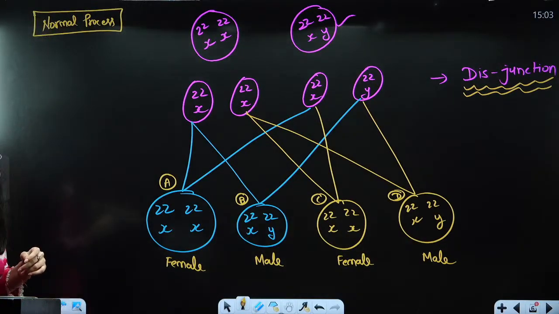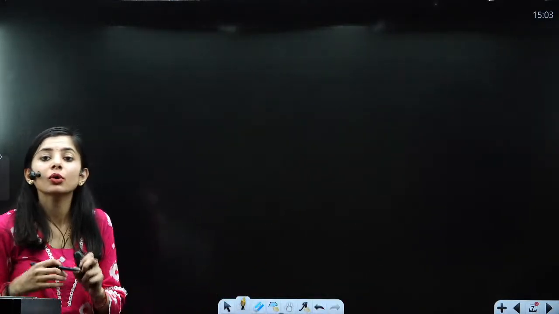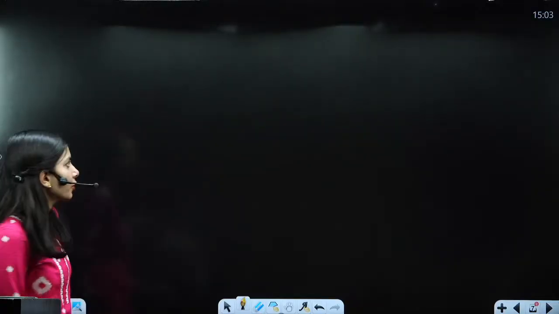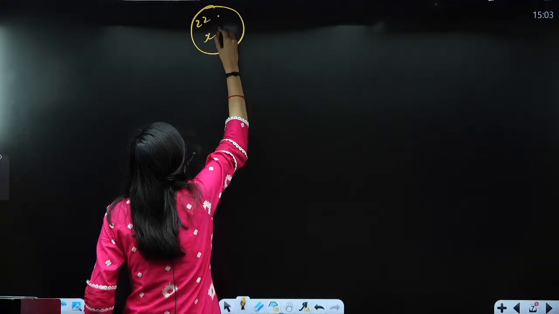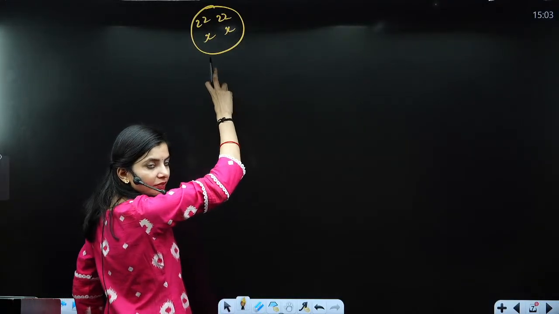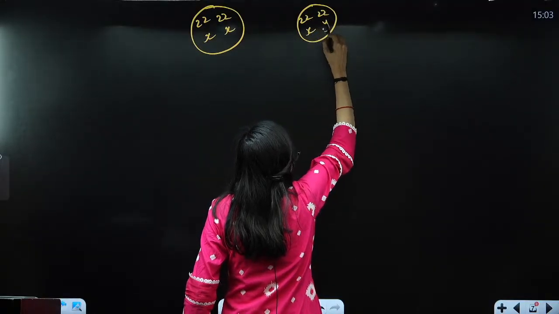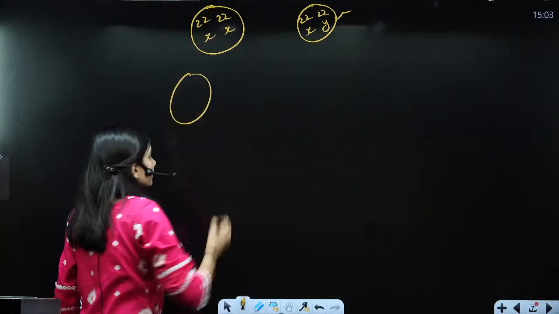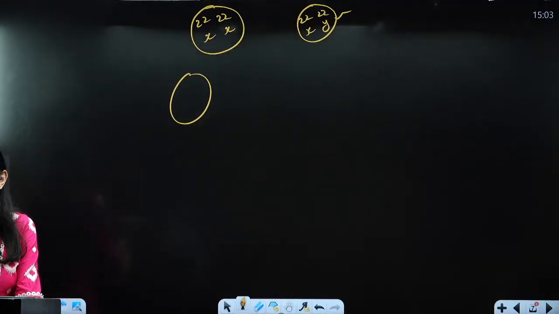Okay, now let's see if this process is not normal, and you are again going to do the same in your notebook. Fine. So do the same in your notebook. Here again, let's take this one as the female, this one as the male. Again there is going to be fusion. This process is showing what? Non-disjunction during oogenesis.